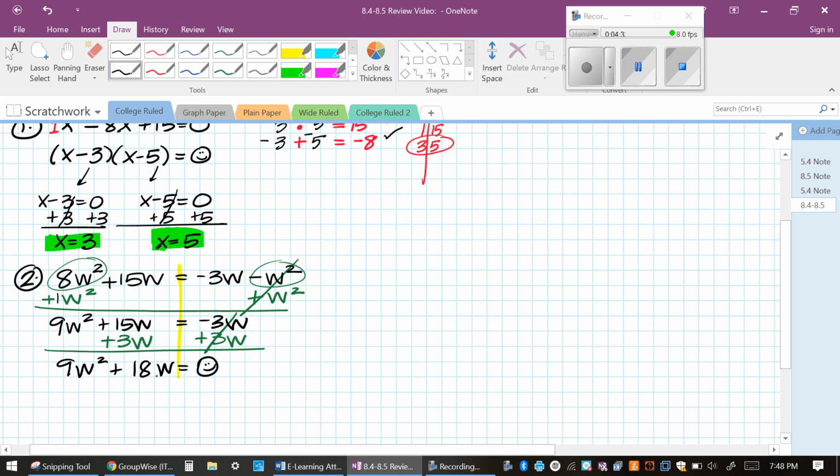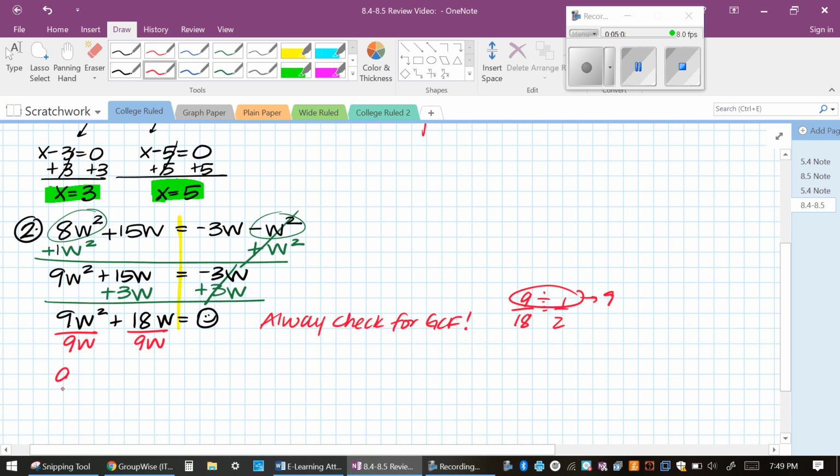Okay, so now I'm going to go ahead and this is a binomial, so I'm going to check for GCF. Always check for GCF. I used to tell you that all the time in class. Okay, so the GCF for 9 and 18, remember I showed you a way to find it. Take the smaller number, divide it by the bigger one, reduce. So your GCF is 9. However, they also have a W in common. So your GCF goes in front. The remainder is 1W plus 2.